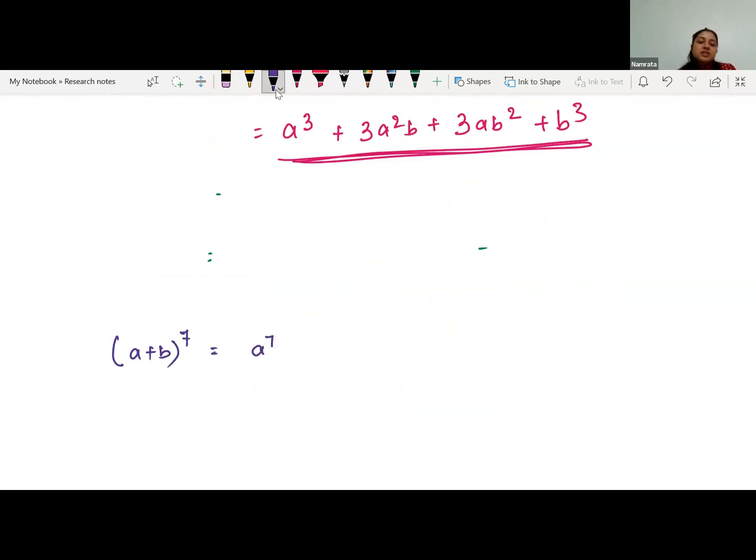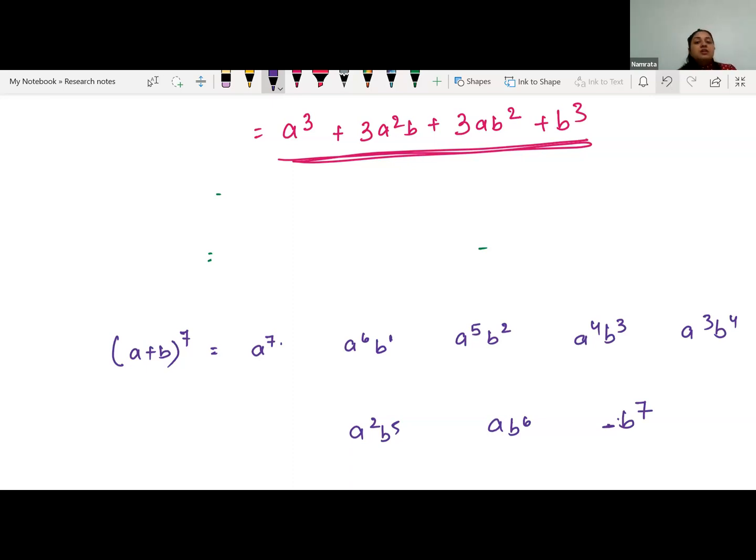First a to the power 7 will be there, then the power of a will decrease, again it will decrease, and again, until it just vanishes. The power of b will be 0 at first, then power of b will be 1, then b^2, b^3, b^4, b^5, b^6, and then totally b^7. Here a to the power 0 is there.